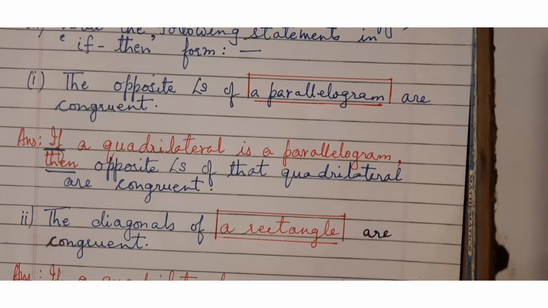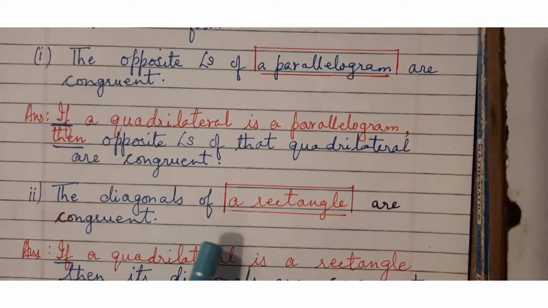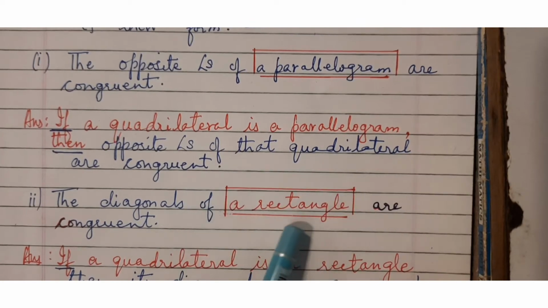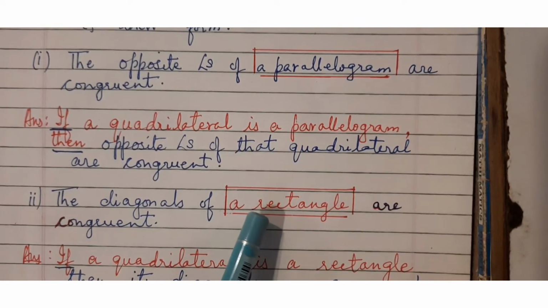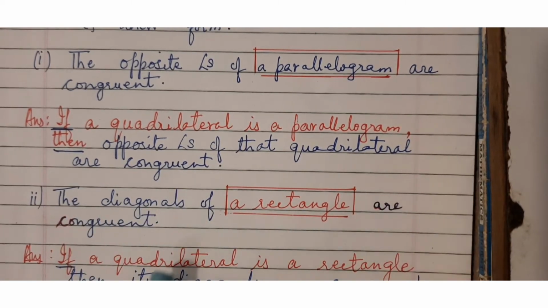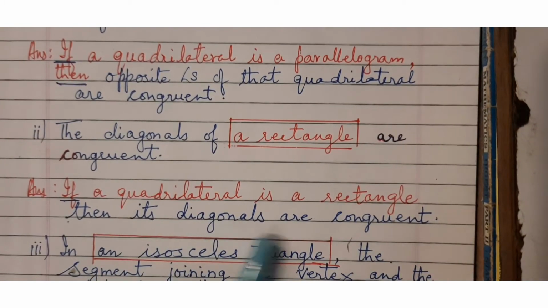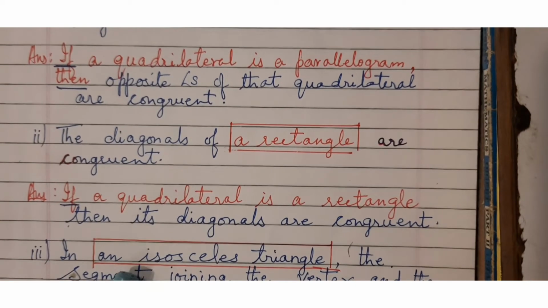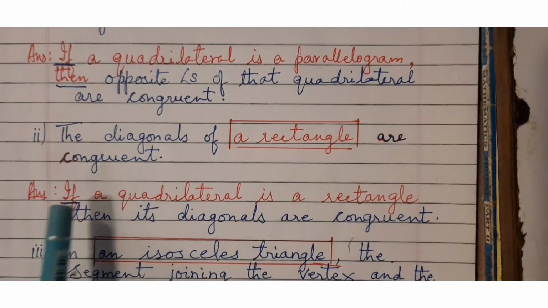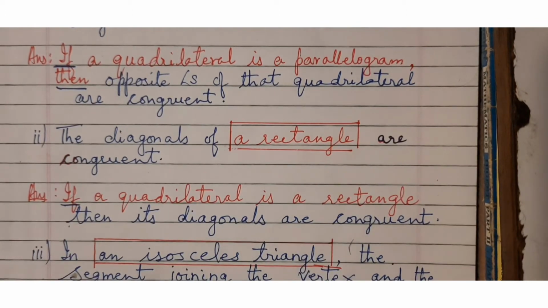See the next sentence. The diagonals of a rectangle are congruent. Now the if part will only mention the name of this figure which is given in the center of the statement. That means we should only write down in the if part if a quadrilateral is a rectangle. In the then part we'll write down this full sentence. If a quadrilateral is a rectangle, then its diagonals are congruent. It means diagonals of that rectangle are congruent. If the quadrilateral is a rectangle, then its diagonals are congruent. See the third part.